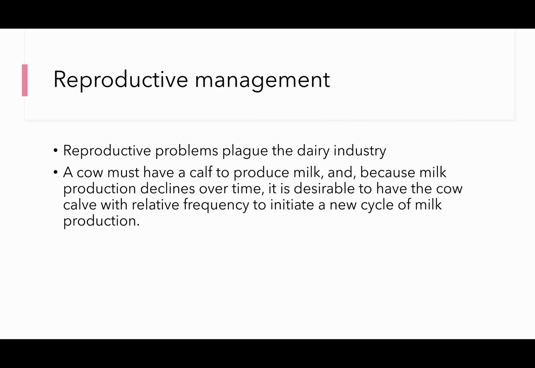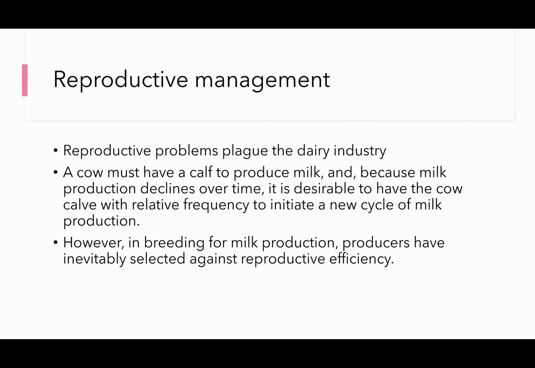Because we know that a cow must have a calf to produce milk, so they have to be able to reproduce. And because the milk production will decrease over time, producers want to have that cow with calf at frequent intervals to be able to initiate a new cycle of milk production. If the cow is not milking and it's not pregnant to have another baby, it's basically just costing money to a producer. But in breeding for milk production, like I said, they inevitably selected against reproductive efficiency, so it becomes harder and harder for producers to get their females pregnant.